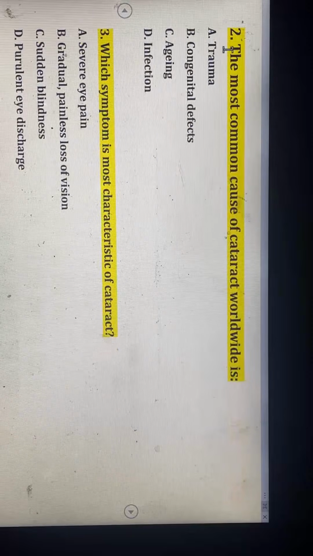Now, number two, the most common cause of cataract worldwide is A, trauma, B, congenital defect, C, aging, and D, infection. So what is the most common cause of cataract worldwide? We have A, trauma, B, congenital defect, C, aging, and D, infection.